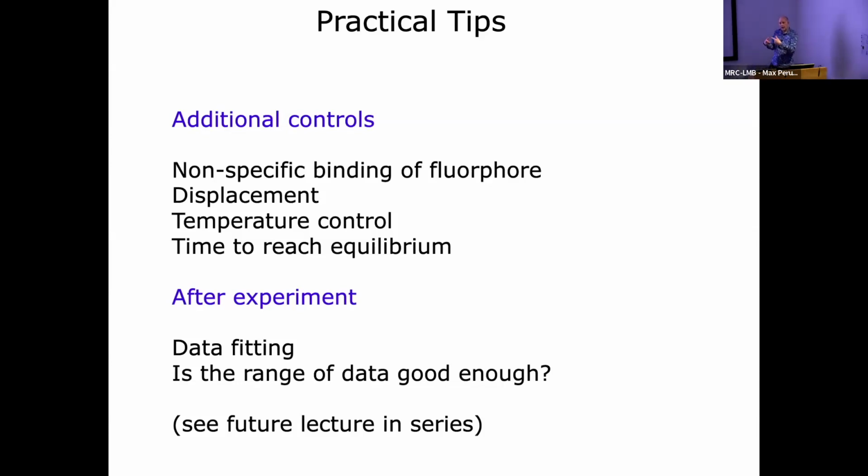Or alternatively, if you had a small molecule that was binding in, that was a fluorescence reporter, you could then look at displacement out. And temperature controls, you can see fluorescence can change with temperature, so that's very important. And also, with all these kinds of binding experiments, the time to equilibrium is quite important. After the experiment, data fitting, we'll talk about that in a future one.